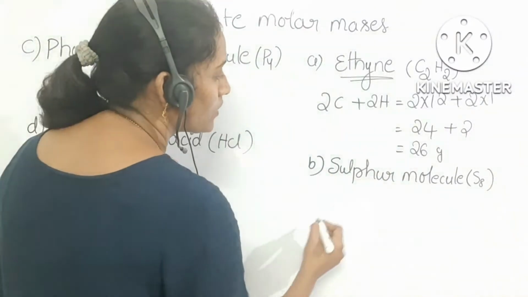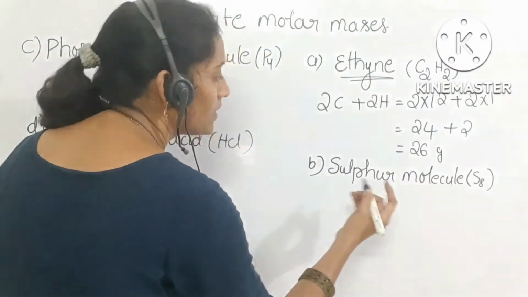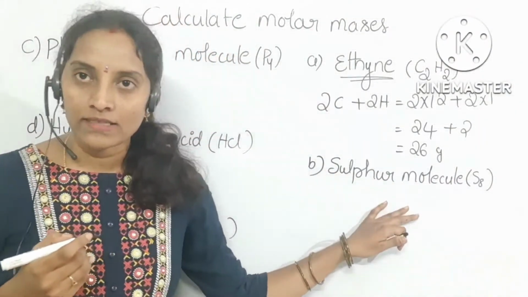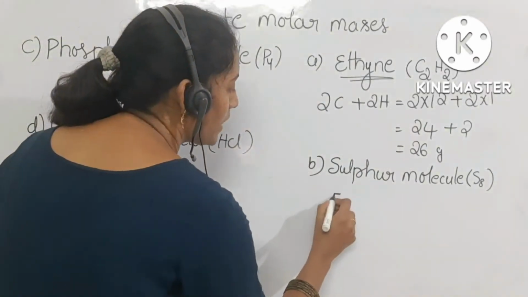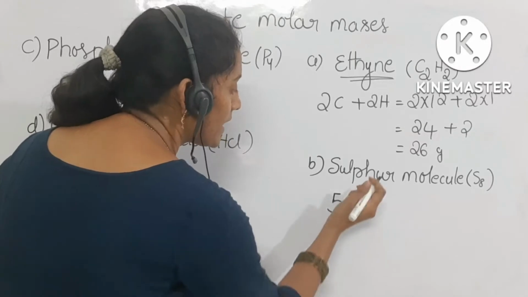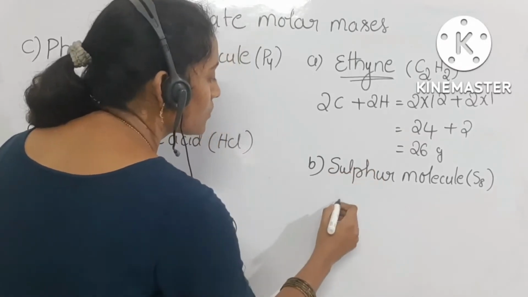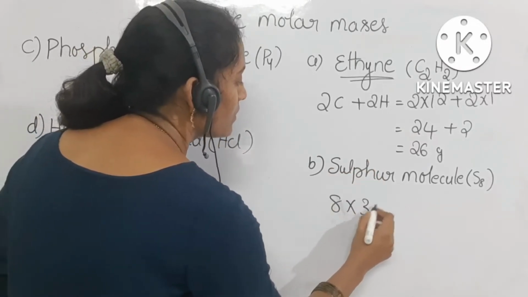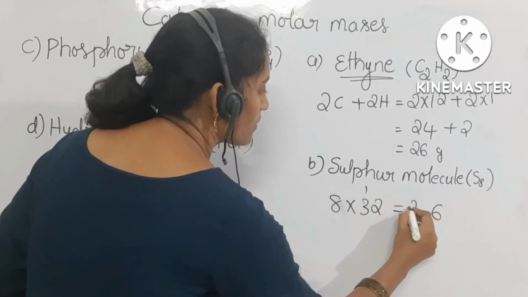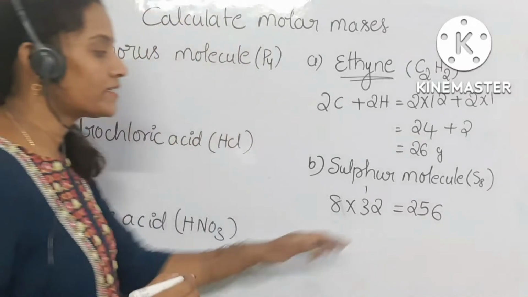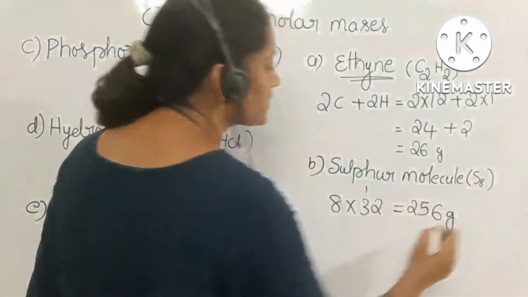And the sulfur molecule is in the form of S8. Sulfur's atomic mass is 32. So 8 atoms of sulfur are here. So 8 into 32 is 256 grams or 256 u.